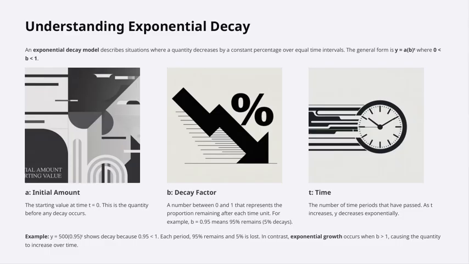This is different from exponential growth, where b would be greater than 1, causing the quantity to increase over time instead. Understanding this model helps us analyze many phenomena, from radioactive decay to population decline, where the key idea is a consistent percentage change over equal time intervals.